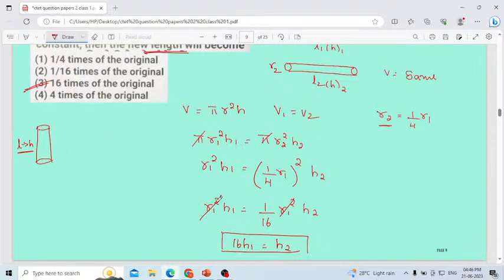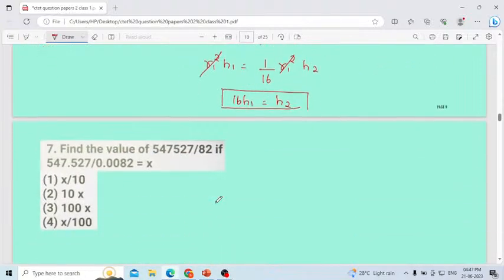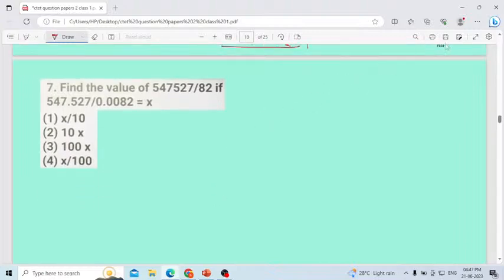I am explaining slowly because those who are preparing for the first time and solving this kind of problem for the first time can then answer easily. That's why I explain concept based questions more. Easy questions I will go fast. This question is very easy.